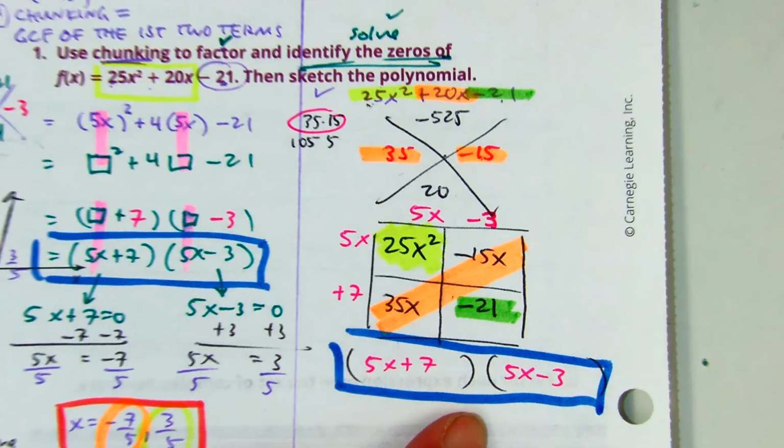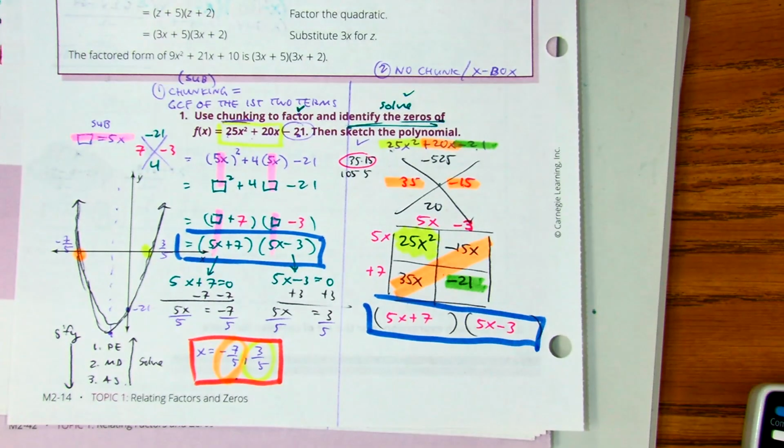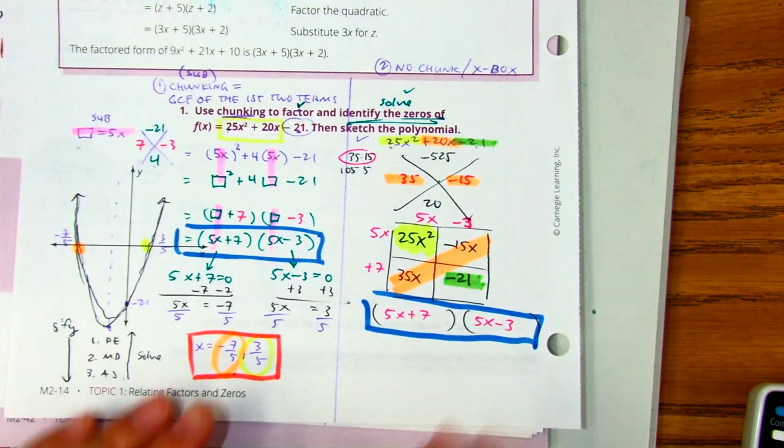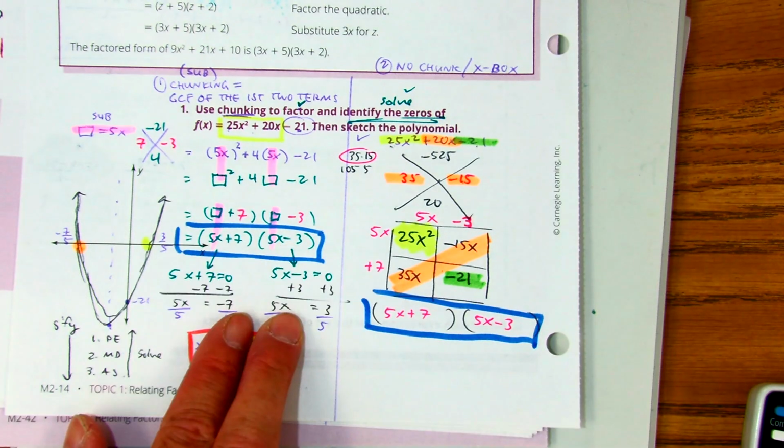So, let's review. You can factor this problem in two ways, chunking or X box. You can set it equal to 0. They'll be the same, right? And then you can solve it to make a sketch.